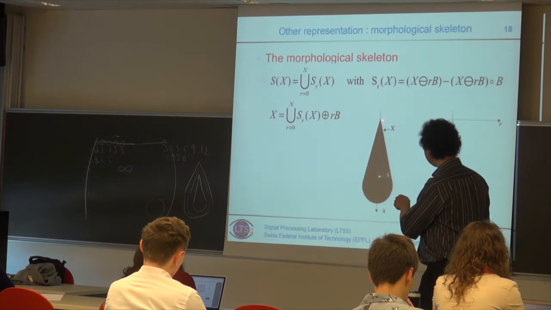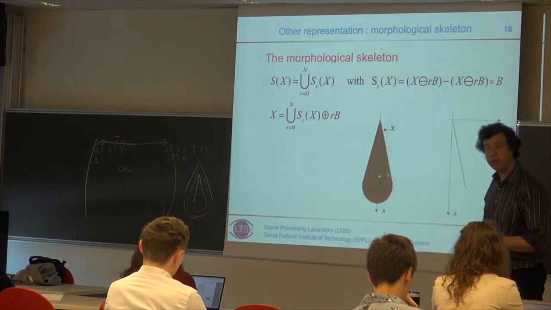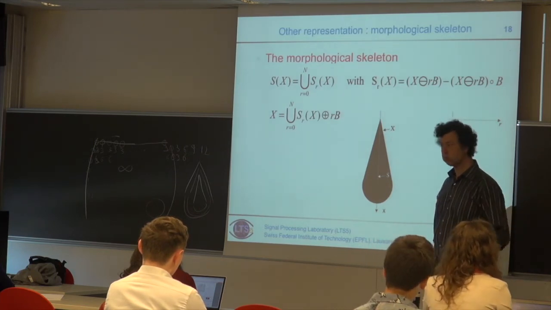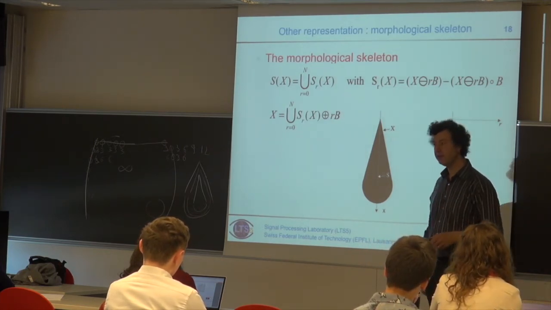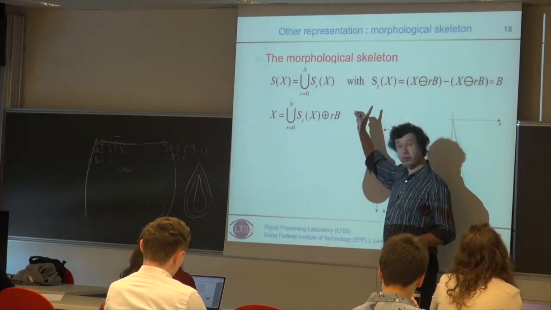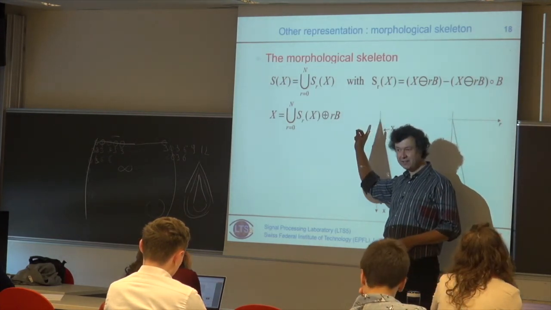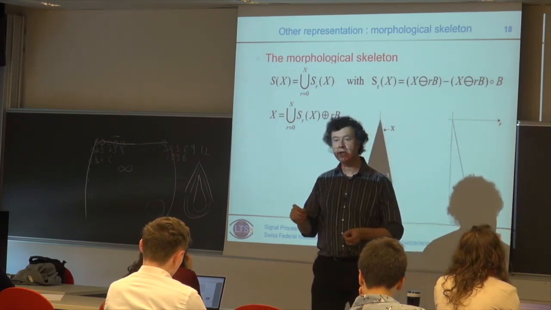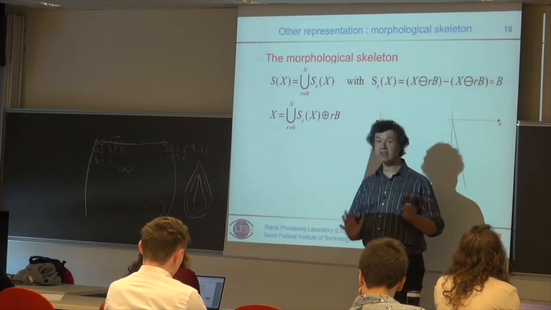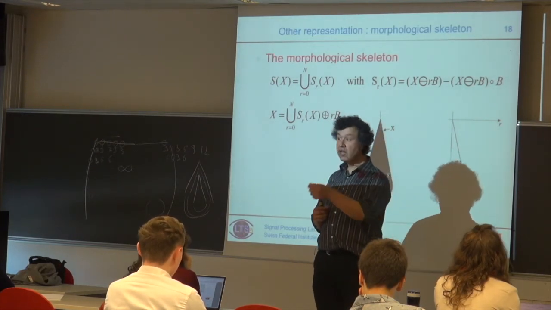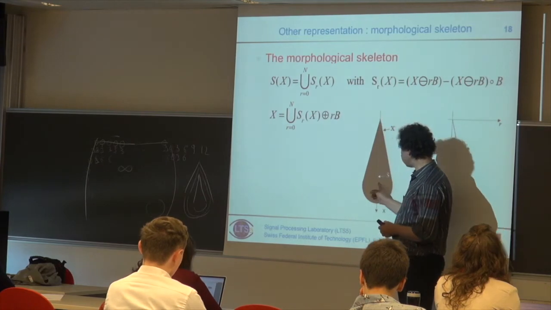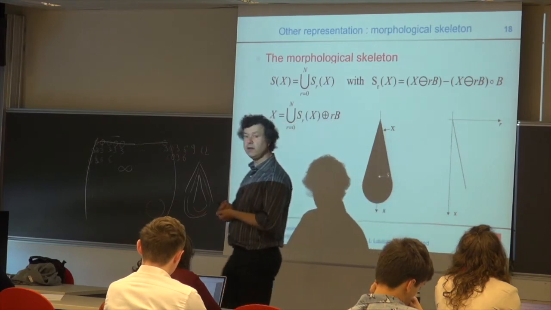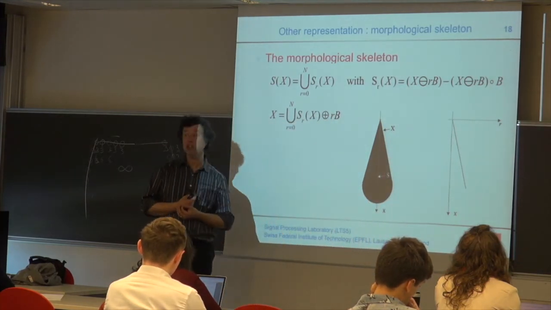So this is the skeleton of my drop. This is also the skeleton of a rectangle, more or less. Let's say more or less. But the values of R would not be the same. So if you want to compare two objects, you can calculate the distance between the skeleton of object A and the skeleton of object B, but for calculating the distance, you also have to consider the value of the skeleton, not only the location of the points.